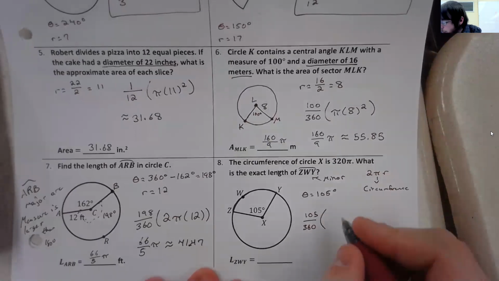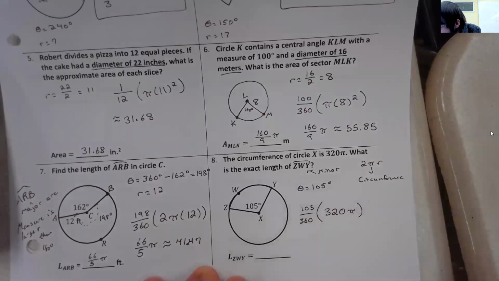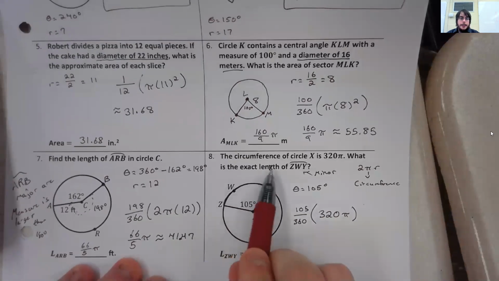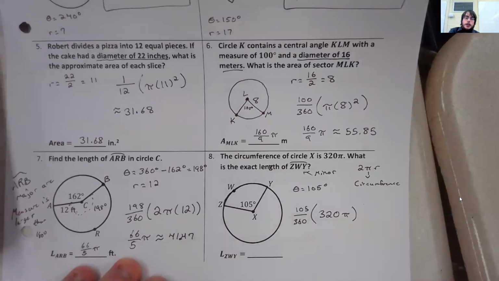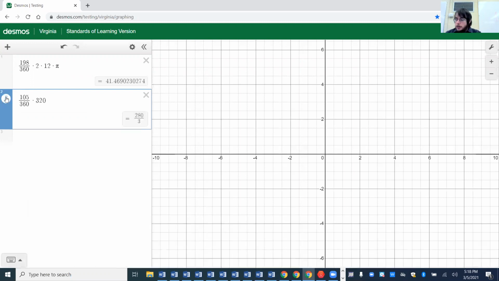So our circumference is 320 pi, and we just plug that in there. And then we just find the exact length, and we want the exact length because that's the one it wants in this problem. So we take 105 divided by 360 times 320, and we get our fraction to be 280 over 3, and don't forget the pi.